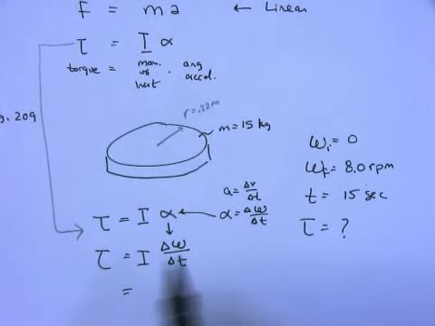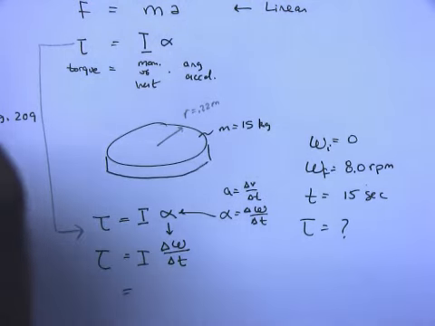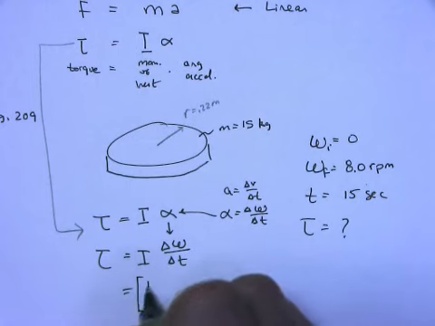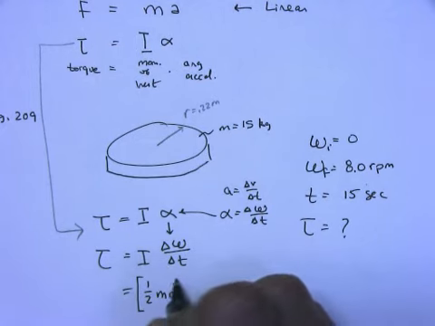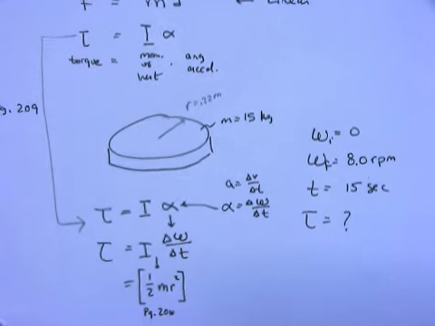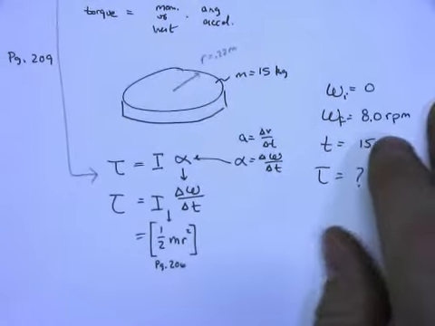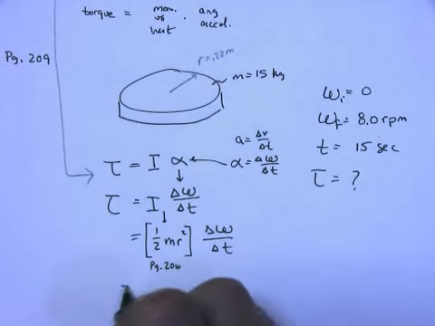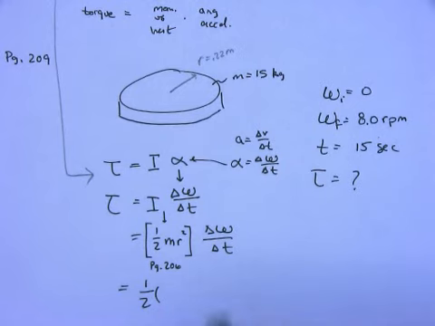For the moment of inertia, I'm going to turn back to page 206, and I have a solid cylinder. The moment of inertia is 1/2 mr squared. That's from page 206. And then my delta omega over change in time. So now I just substitute everything in. The mass was 15 kilograms. The radius was 0.22, squared.